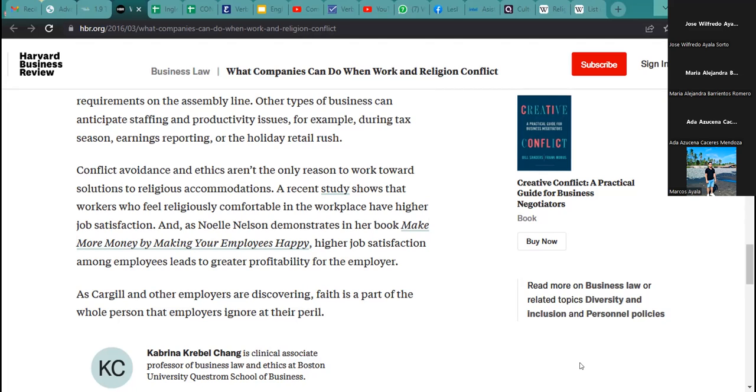As Cargill and the other employees are discovering, faith is a part of the whole person that employers ignore at their peril. Peril, very good. What did you get from this?